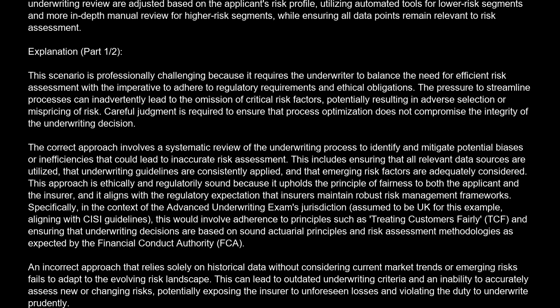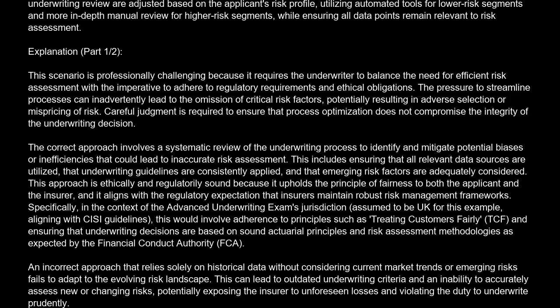Specifically, in the context of the Advanced Underwriting Exams jurisdiction, assumed to be UK for this example, aligning with CISI guidelines, this would involve adherence to principles such as treating customers fairly, TCF, and ensuring that underwriting decisions are based on sound actuarial principles and risk assessment methodologies, as expected by the Financial Conduct Authority, FCA.